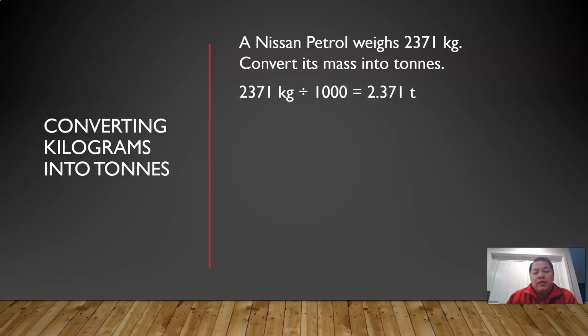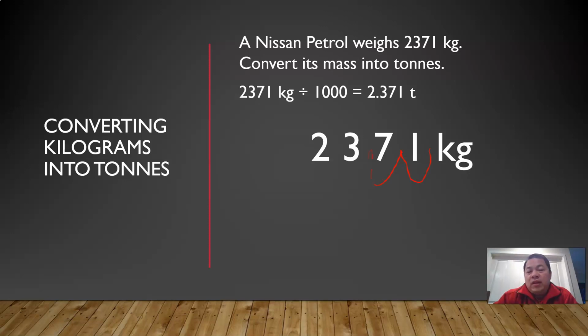Or a very common practice that your mathematics teachers might have taught you in the past is by moving the decimal place. Since you divide by 1,000, there are 3 zeros in 1,000, so you move 3 decimal places to the left, and that's how you get 2.371 tons. Okay, let's move on.